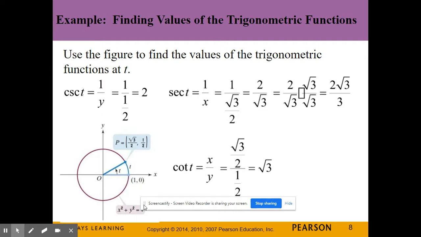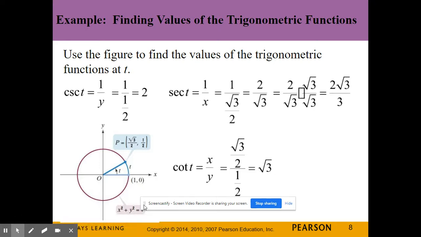Cosecant is just the reciprocal of whatever y was. Well, y was 1/2, so 1 over 1/2 is 2. Secant is the reciprocal of x. X is root 3 over 2, so it's 1 divided by root 3 over 2. Simplify, you get 2 over root 3. Rationalize, you get 2 root 3 over 3.